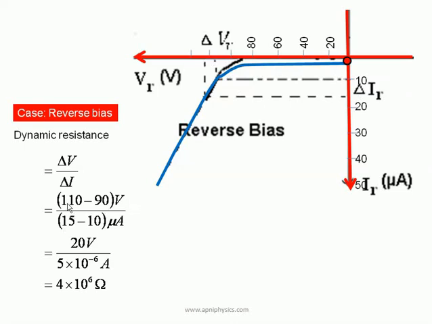So the difference V2 minus V1 over I2 minus I1, and that is of the order of 10 raised to the power minus 6 ampere. I have converted microamperes into amperes, and when I solve it, I find that the dynamic resistance is of the order of 10 raised to the power 6 ohm, that is, megaohm. So you can realize how much resistance the diode provides to the current in reverse biasing. It means current cannot flow in reverse biasing, right?